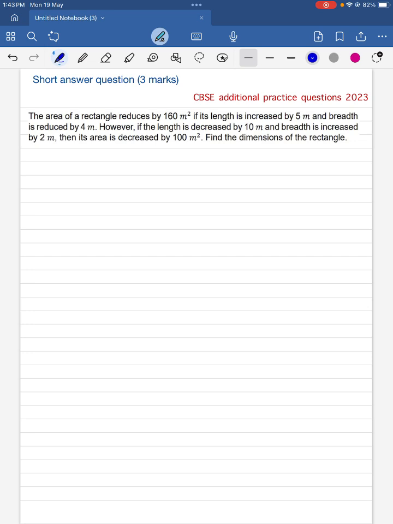Today I'll be doing this short answer question for 3 marks, which is from the CBSE additional practice questions released in 2023. And the question is from the lesson linear equations in two variables.